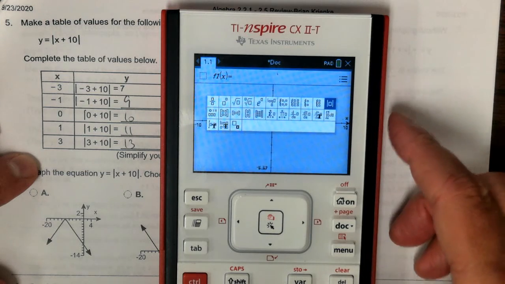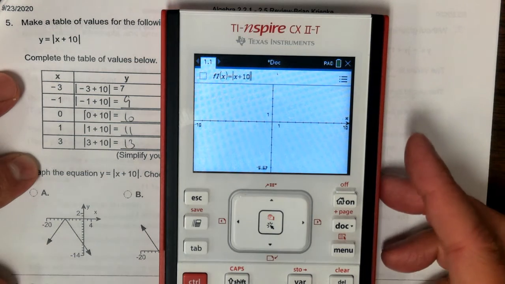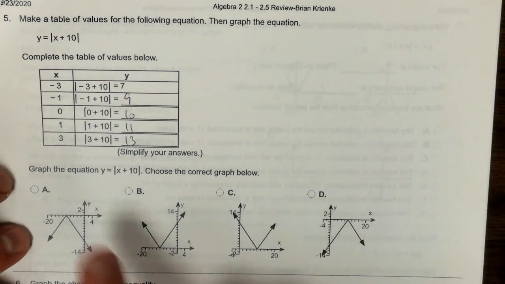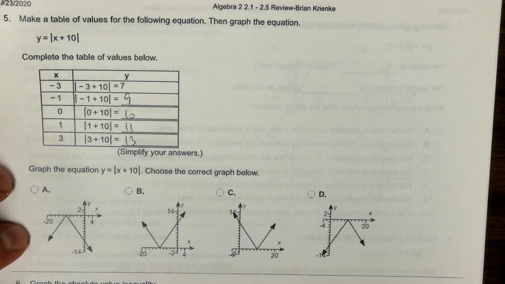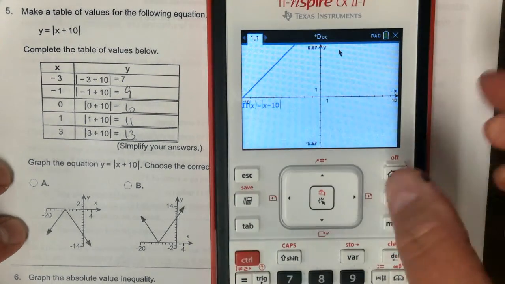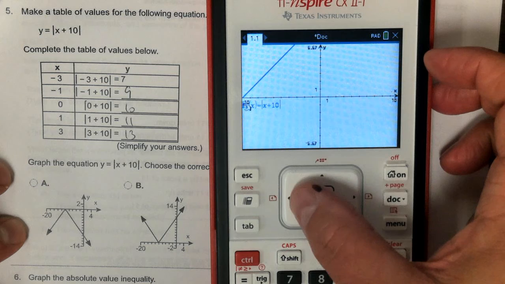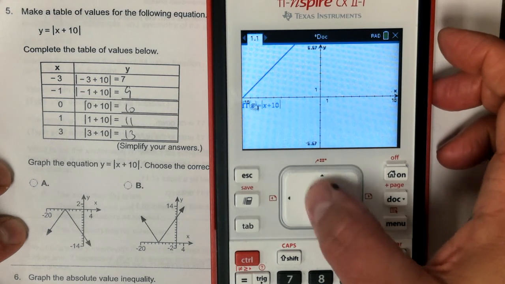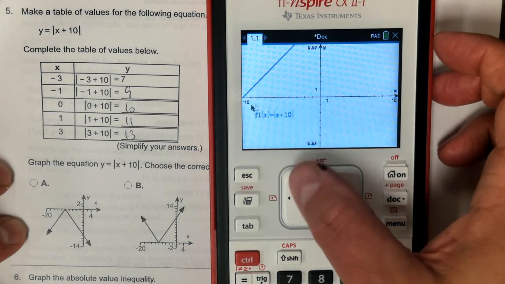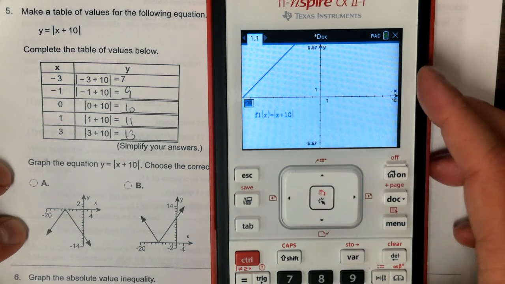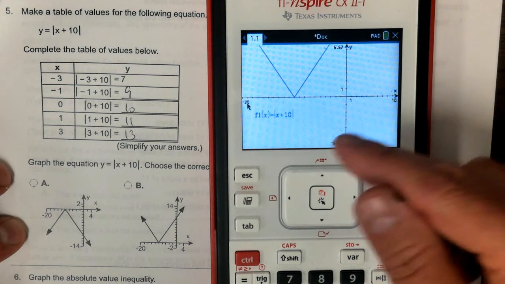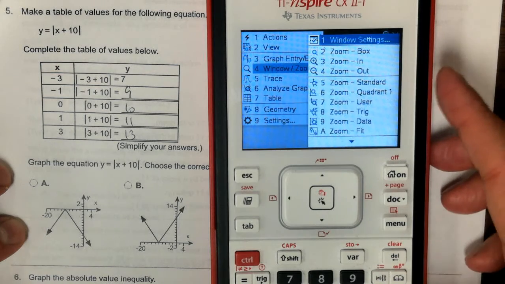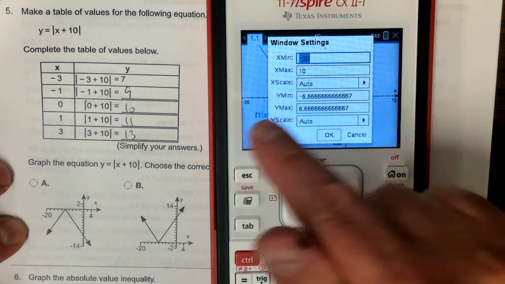So we go absolute value x plus 10. And looks like the left side is negative 20 on a few of them. Now if you can't get to where the number is, you can either move the label like that and do it, like double click it, or you could have gone to menu, window, settings, and typed in negative 20 for x.